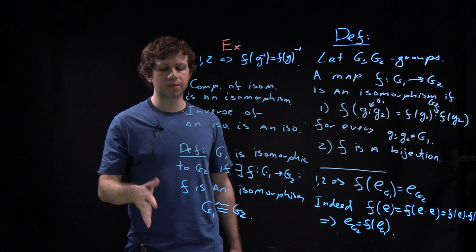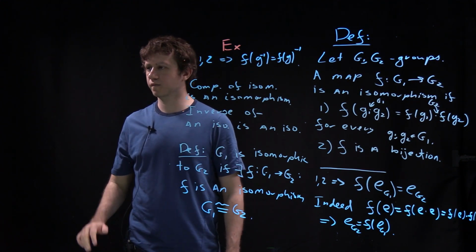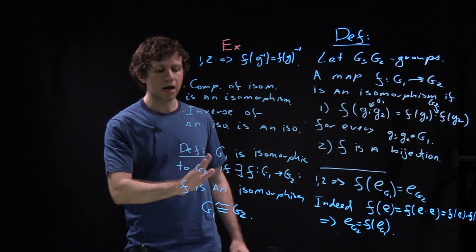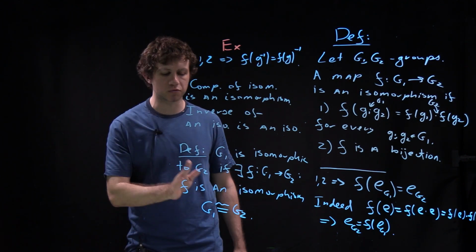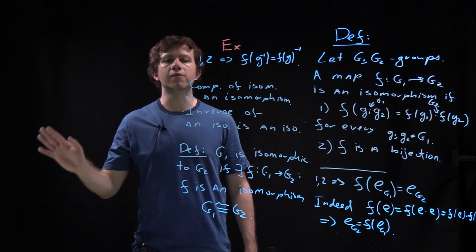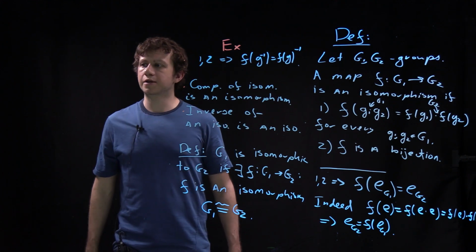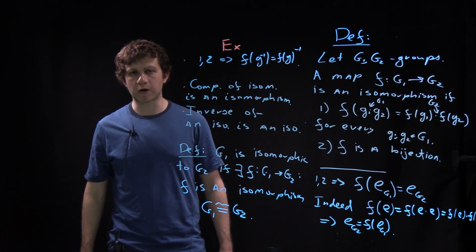There is a homework problem that every group of order 2 is isomorphic to each other. All groups of order 3 are isomorphic to each other. Obviously, all groups of order 1 are isomorphic to each other, but there are quite a few groups of order 12 up to an isomorphism. And so in general, that's a complicated question.